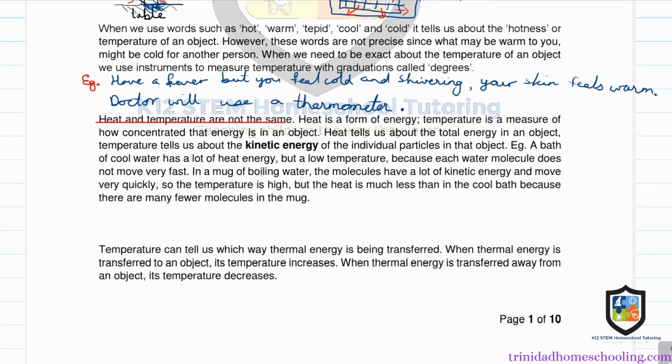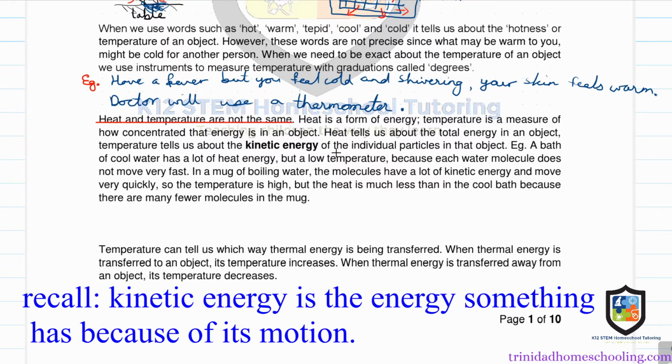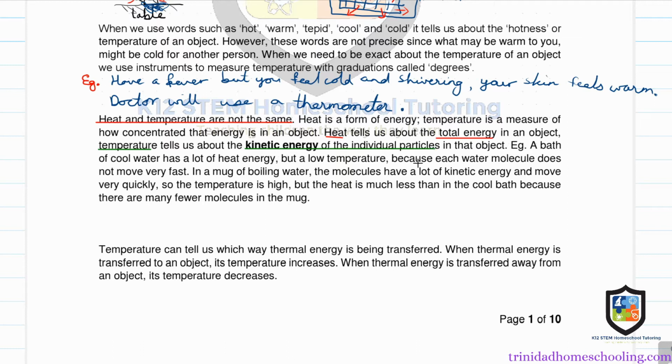Heat and temperature are not the same. Heat is a form of energy. Temperature is a measure of how concentrated that energy is in an object. Heat tells us about the total energy in an object. Temperature tells us about the kinetic energy of the individual particles in that object. So heat here tells us about the total energy, and temperature tells us about the kinetic energy of the individual particles in that object. Now an example to show this would be a bath of cool water.